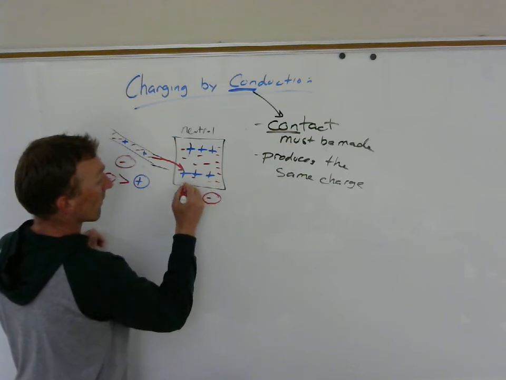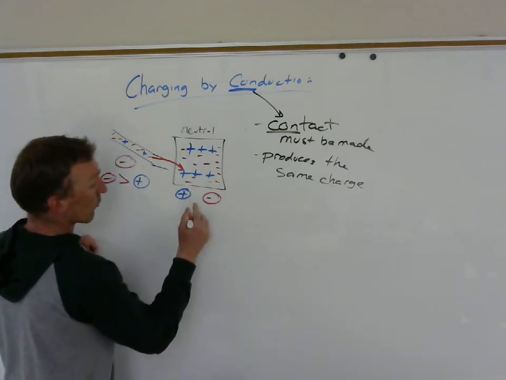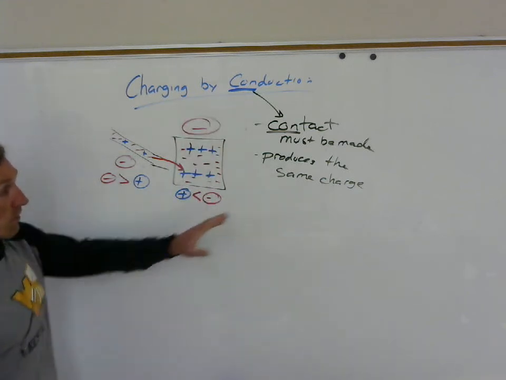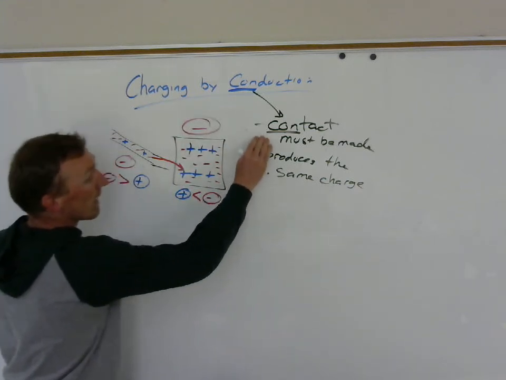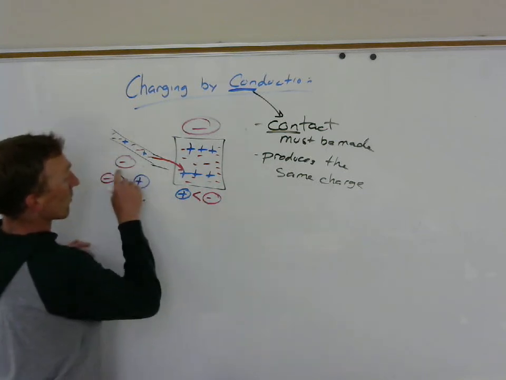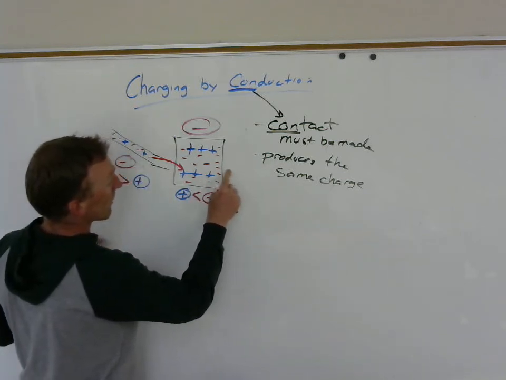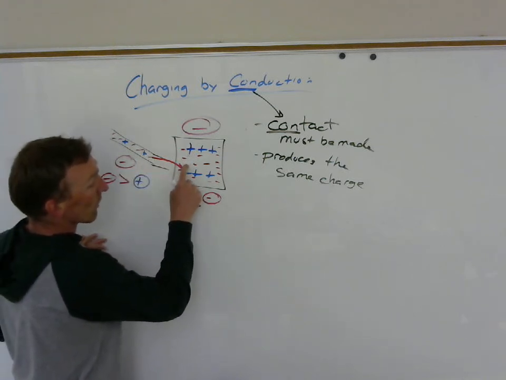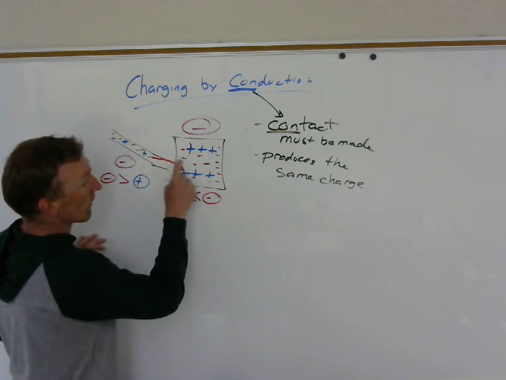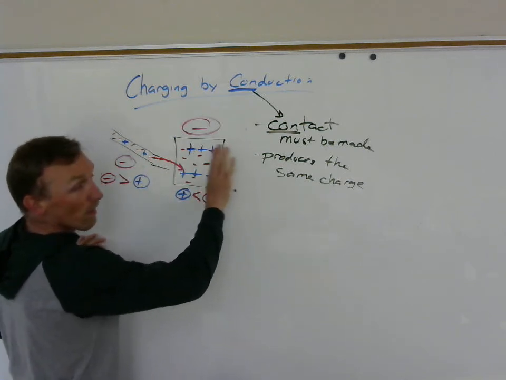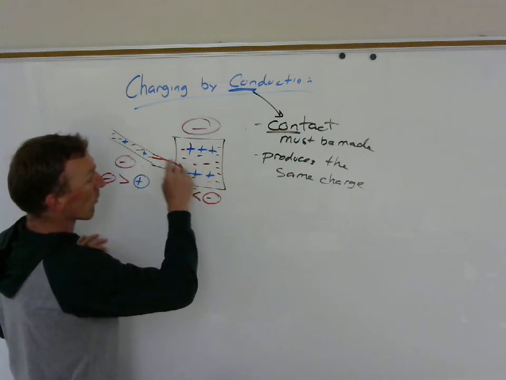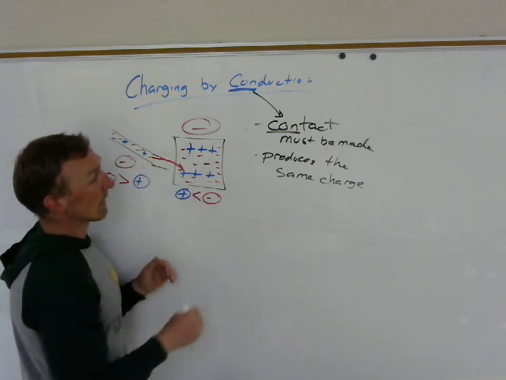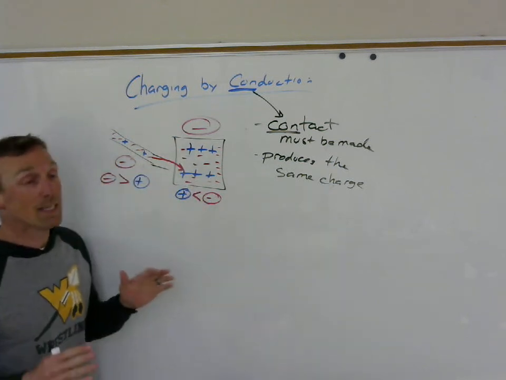Now we're going to pick up some more negative charges, and that is an overall negative charge. Same rules apply. Contact was made, and it produces the same charge. Negatively charged rod, negatively charged neutral object, because electrons left the rod and entered the neutral object. They were attracted to it, because it pushed all the negatives away to the other side, and that made this side more positive. Those electrons are attracted to opposite charges, and they flow from the rod into the neutral object. So this is charging by conduction.